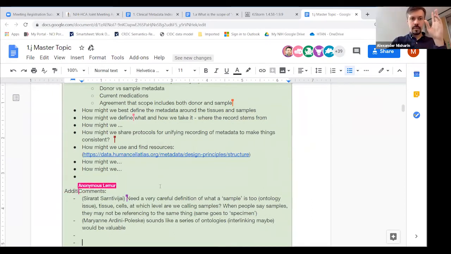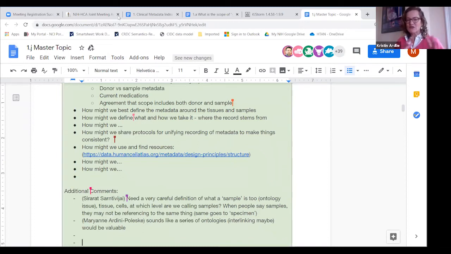Back to you. Okay, anyone else have some ideas on what the scope of clinical metadata means to you and should mean in the studies we're doing?